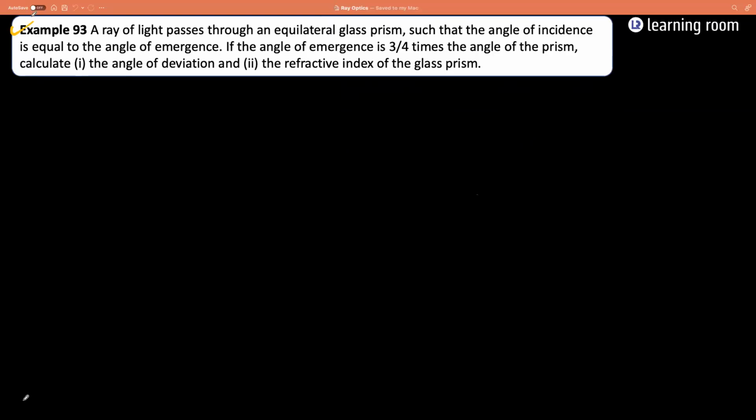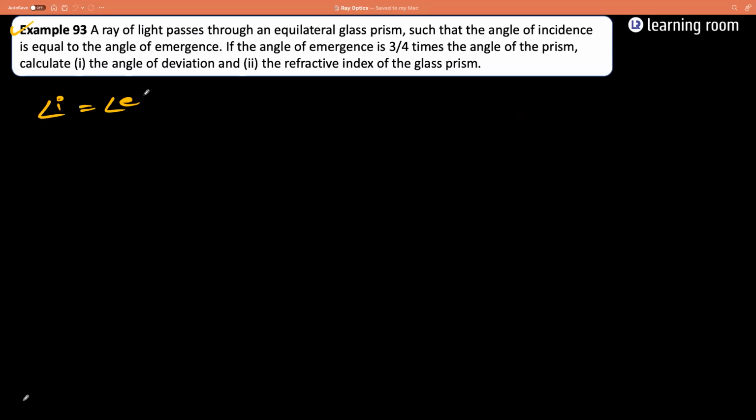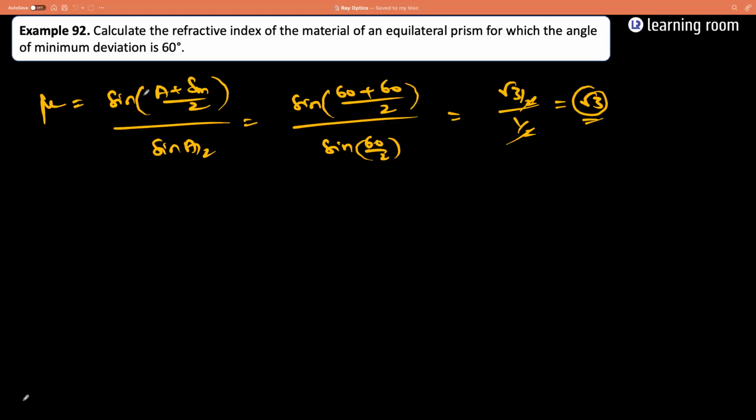A ray of light passes through an equilateral glass prism such that the angle of incidence is equal to the angle of emergence. At minimum deviation, the angle of incidence will be equal to the angle of emergence, and R1 will be equal to R2.